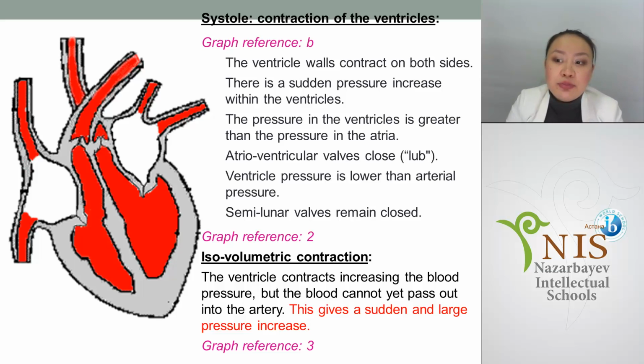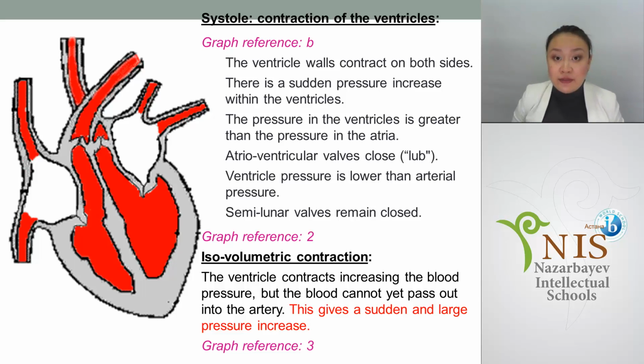Systole, contraction of the ventricles. The ventricle walls contract on both sides together. There is a sudden pressure increase within the ventricles. The pressure in the ventricles is greater than the pressure in the atrium now. In the systole of the ventricle, the situation is different. Why? Because now the pressure in the ventricle is greater than in the atrium.